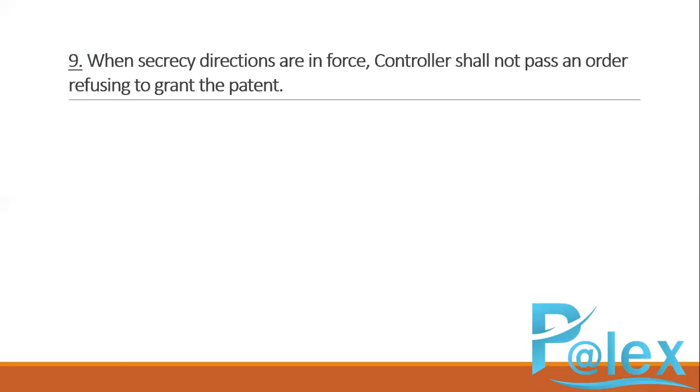Question number 9, when secrecy directions are enforced, controller shall not pass an order refusing to grant the patent. Is a true statement. Just go through section 37(1), 1A, section 37, which is about secrecy direction, would give you more clarity about this.